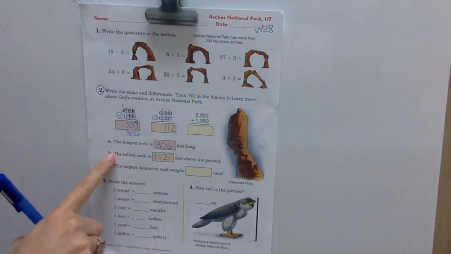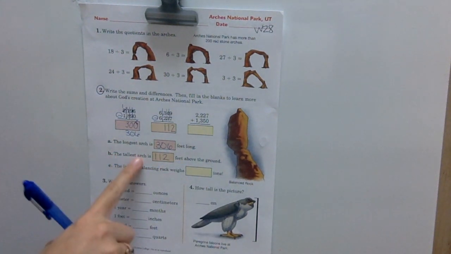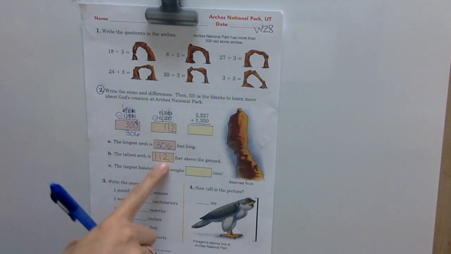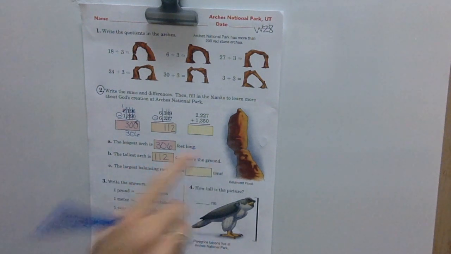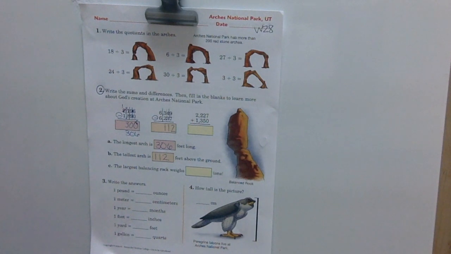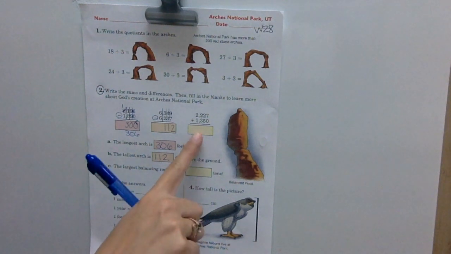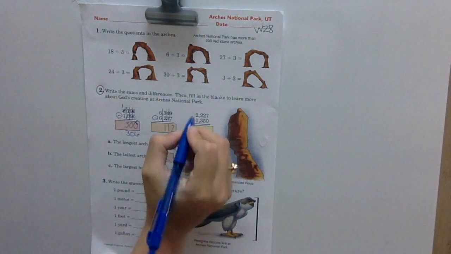Let's read this fact. The tallest arch is 112 feet above the ground. Wow. Again, God is so creative with his creation, isn't he? All right, to the yellow box. Let's go ahead and circle our sign.